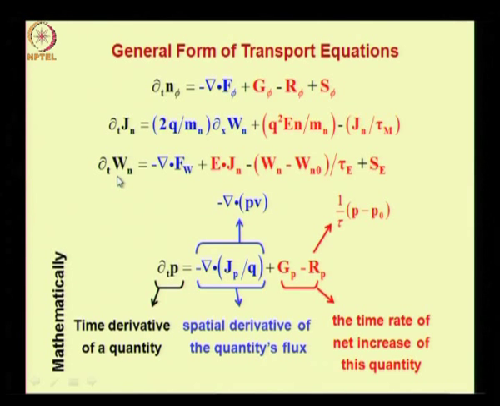The energy balance equation: time derivative of Wn, analogous to the time derivative of the hole concentration, then the negative gradient of the flux of kinetic energy, then you have E dot Jn as the source term corresponding to G phi, generation of kinetic energy because of the electric field. So this contributes to the heat, and then you have a term corresponding to R phi, that is Wn minus Wn0 by the energy relaxation time.